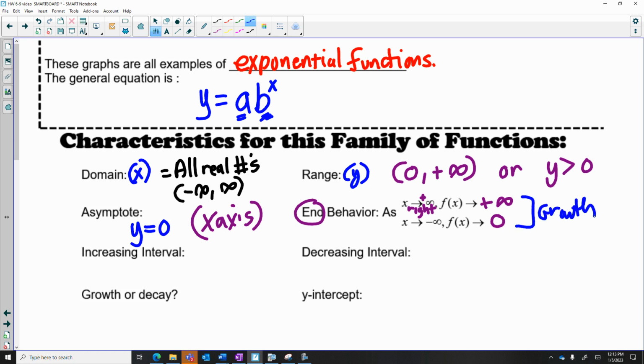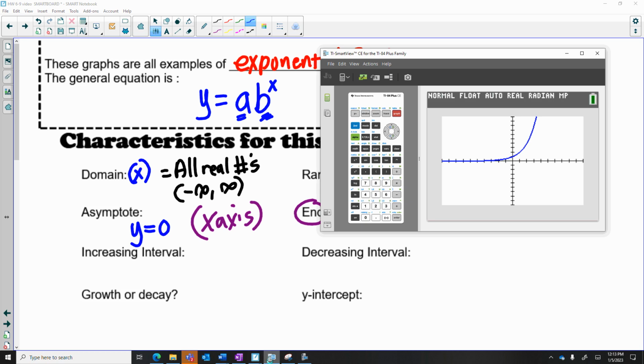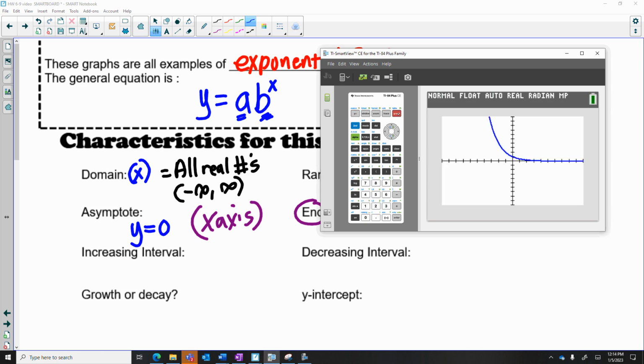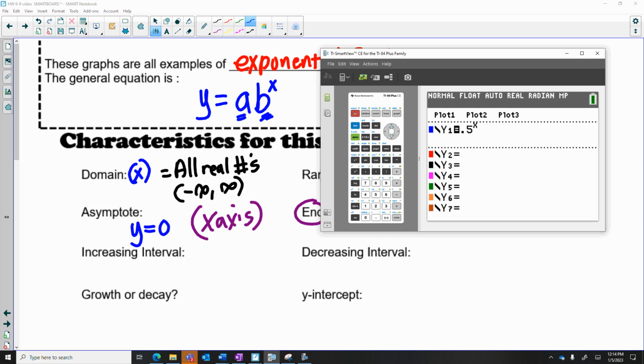I'm just going to spotlight the decay function really quick. If it were decay, then as you look to the right, it would be approaching 0, which is the horizontal asymptote. And as you look to the left, it would be approaching positive infinity. Okay, now let's go back to growth again.